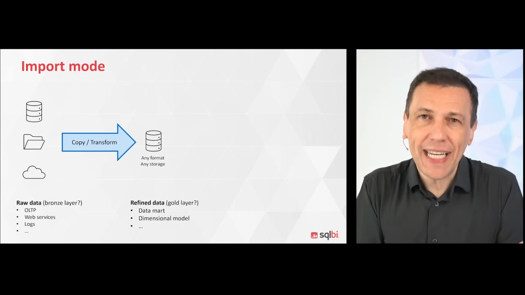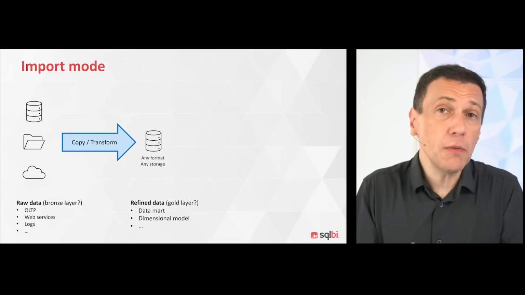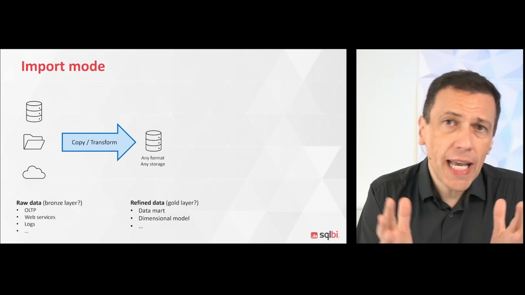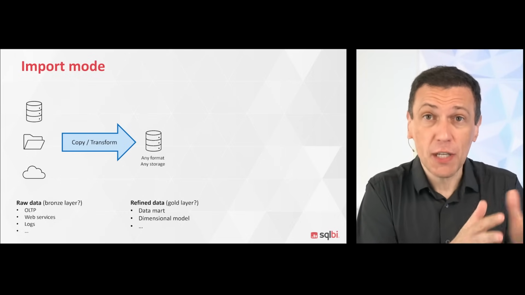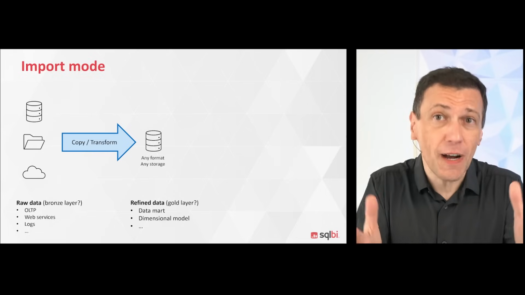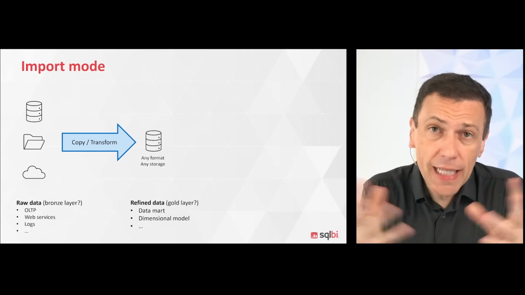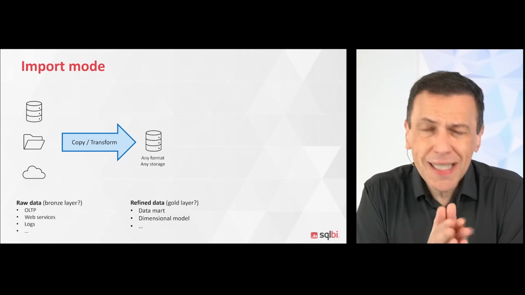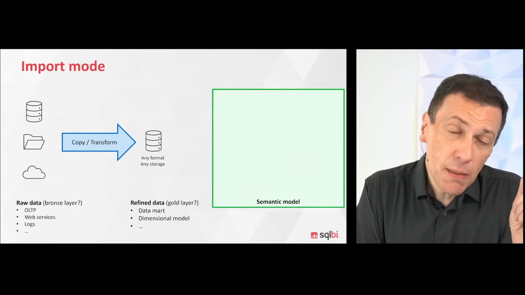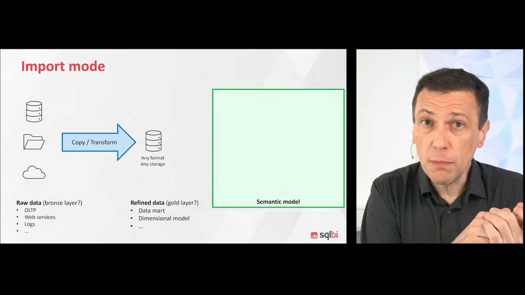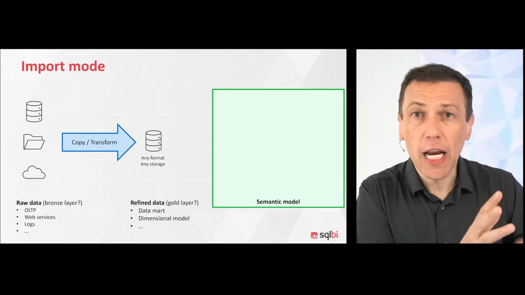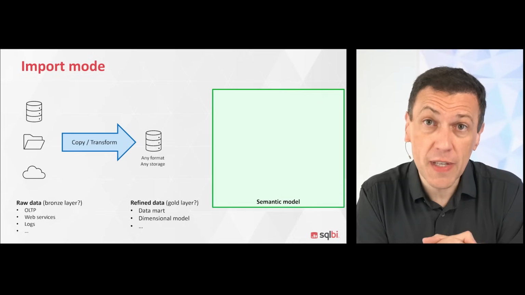So what we obtain is a different structure that could be in any format, any storage. Back in the day, we might have had to use a relational database, but nowadays we could use a Parquet file or text files in a data lake, for example. And that is not really important for the semantic model, because the important part is that, especially for import mode, we have data in a certain structure.